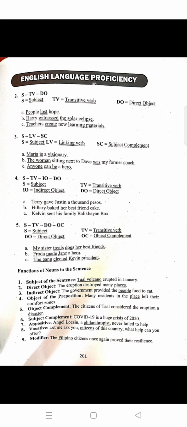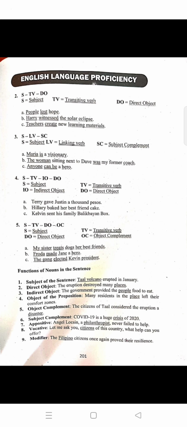Always remember that the direct object answers the question what, and the direct object is the receiver of the action. So, people lost hope. Your subject is people, transitive verb is lost, and direct object is hope. Harry witnessed the solar eclipse. Harry is your subject, your transitive verb is witnessed, and your direct object which answers the question what is the solar eclipse. Another pattern is the SLVSC, wherein we have the subject, the linking verb, and the subject complement.